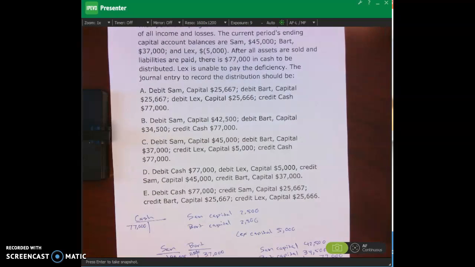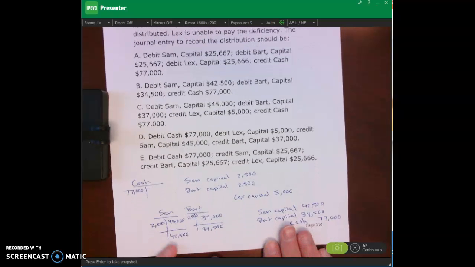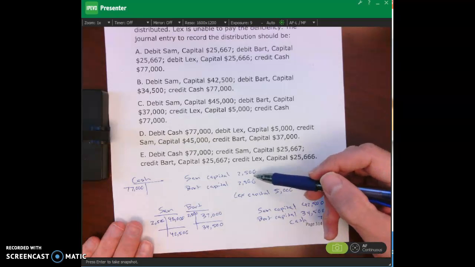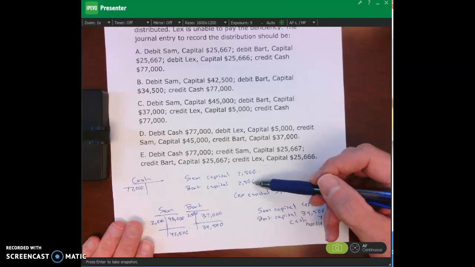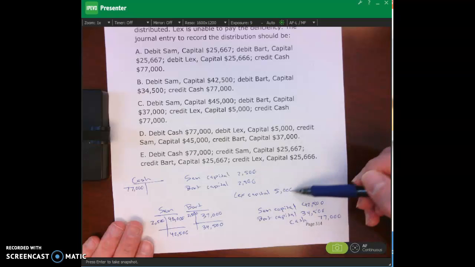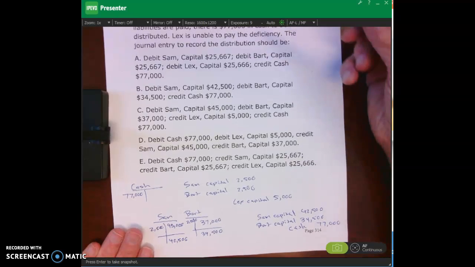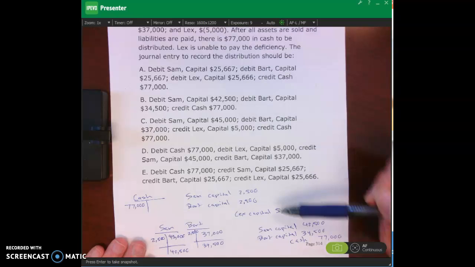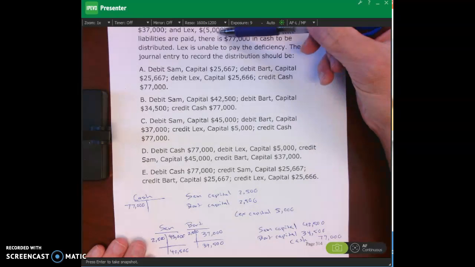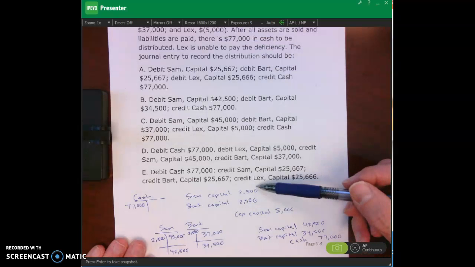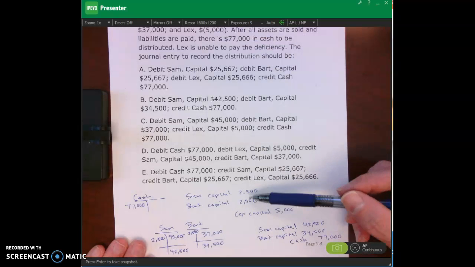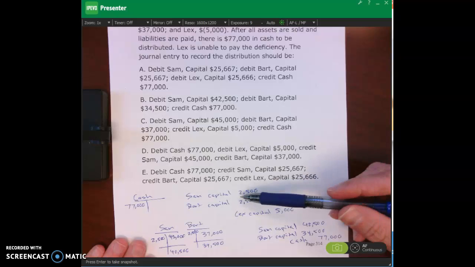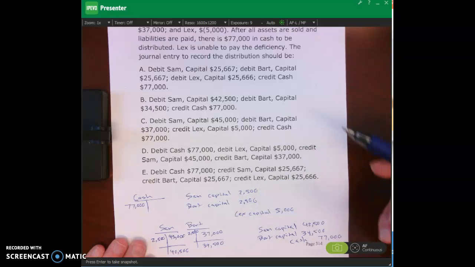This is the problem though. Lex can't pay. So what we have to do in that situation is first do this journal entry where we debit Sam capital and debit Bart capital to decrease their capital accounts, and then we credit Lex capital. We have to do that because we can't close out this account since it has a debit balance in capital. So we have to zero it out. By crediting it by 5,000, the balance in Lex capital is now 0. Then these other capital accounts have to absorb that loss. So we debit Sam capital 2,500 and debit Bart capital 2,500.